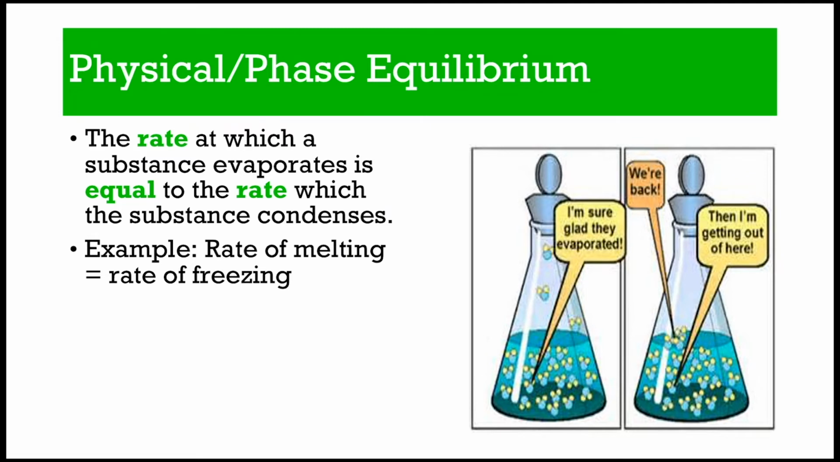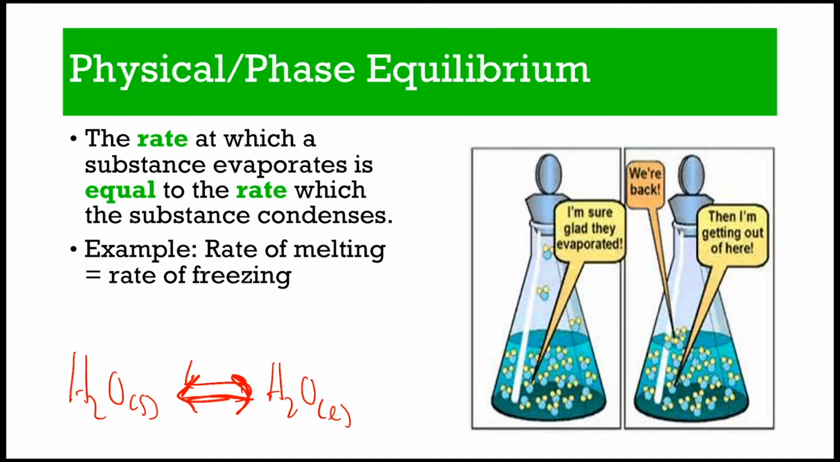Moving forward, there are a few different types of equilibrium. The first is phase or physical equilibrium. Essentially, if you have water as a solid and water as a liquid, it's bouncing back and forth between those two phases. The compound itself is not changing, but the phase is. So you have constant concentrations of solids and liquids.